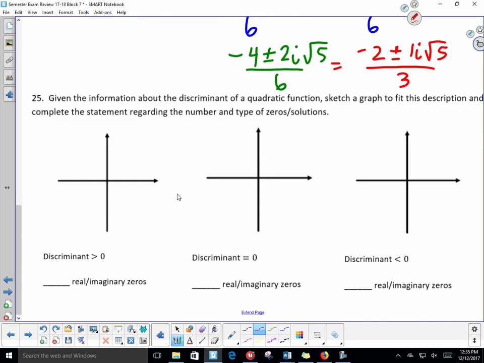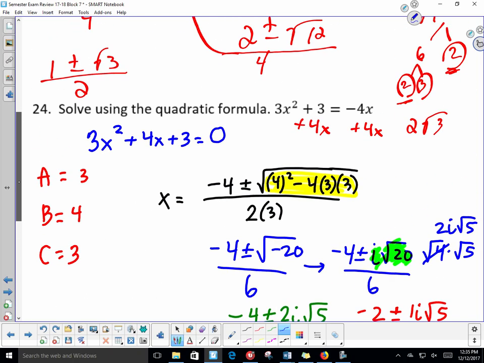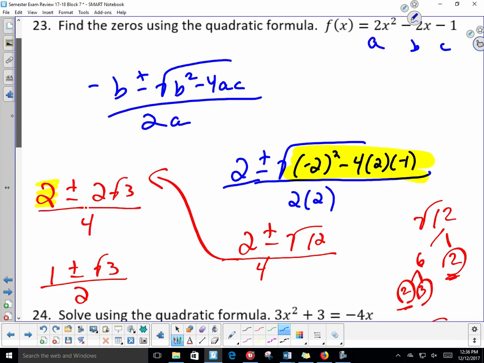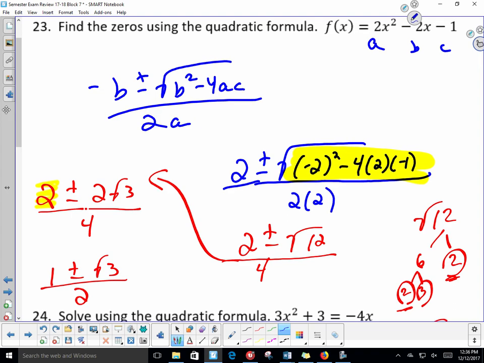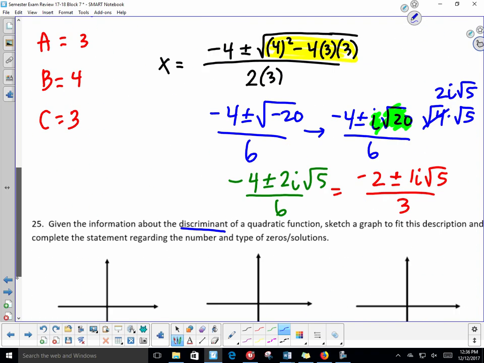So, if I want to talk about the discriminant of a quadratic function and sketch a graph that matches this, the discriminant tells us lots about this. Lauren, you're up. Do you remember what the discriminant is? It's the part under the radical. Okay, we go back to our formula, which I'm guessing is somewhere up here. There we go. What part was under the radical? B squared minus 4AC.